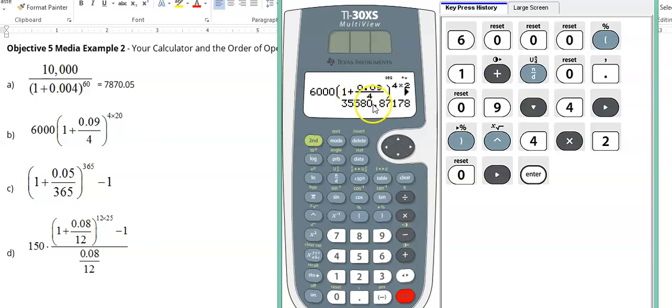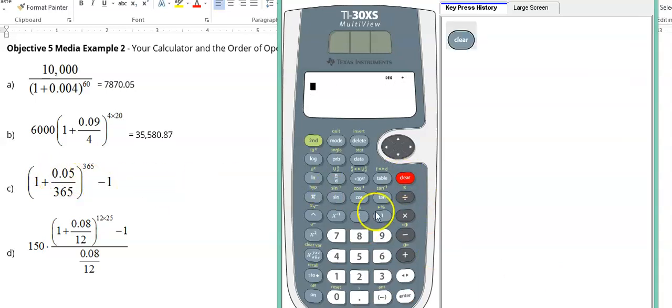Okay, this is our result. 2 decimal places. We have 0.87. And I've typed our answer right here. So 35,580.87. Okay, let's look at the next one.